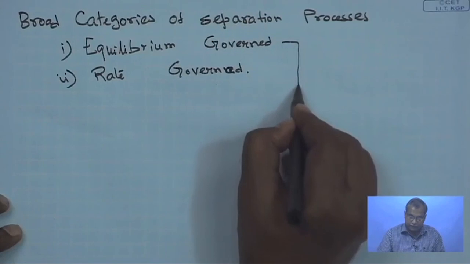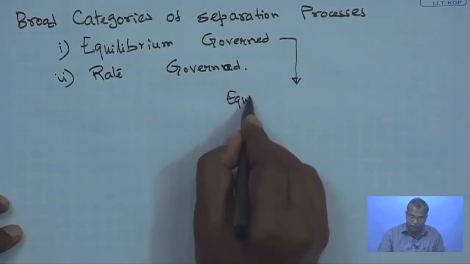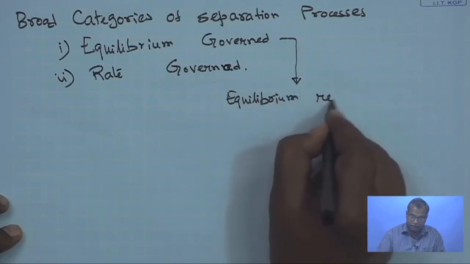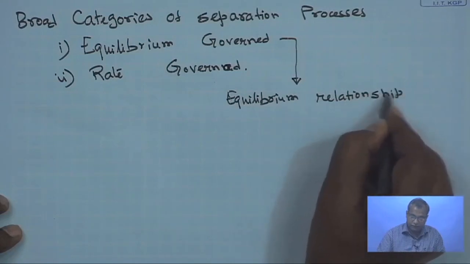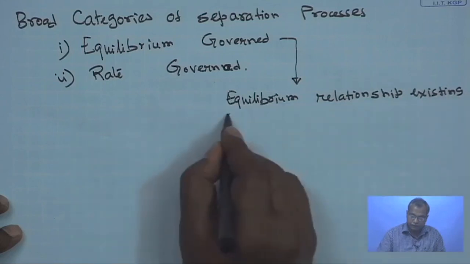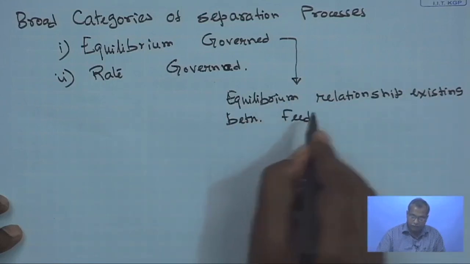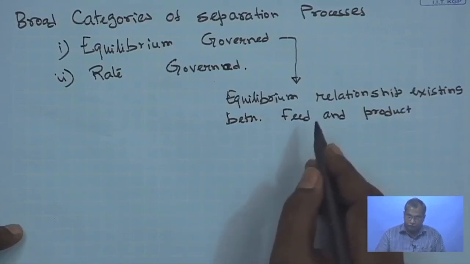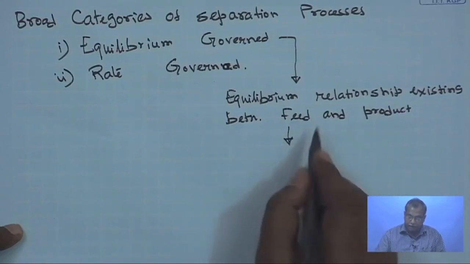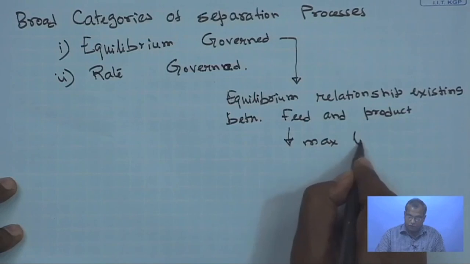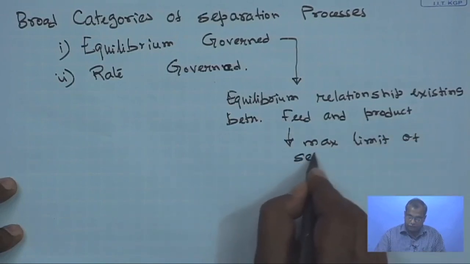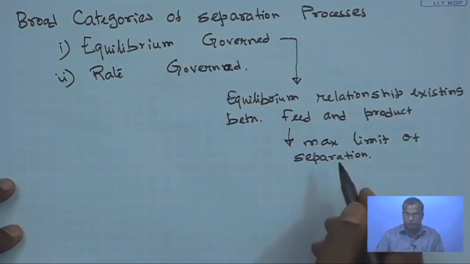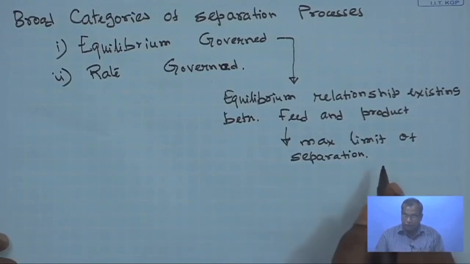In equilibrium governed separation processes, the equilibrium relationship existing between the feed and product stream will govern the extent of separation. So, there will be a maximum limit at a particular temperature. There will be a maximum limit of separation that can be attained in equilibrium governed separation processes, because the composition of a particular species will follow an equilibrium relationship in the feed and the product stream. So, one cannot go beyond a maximum composition.